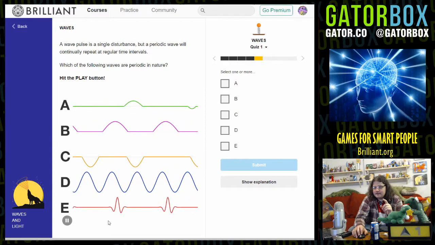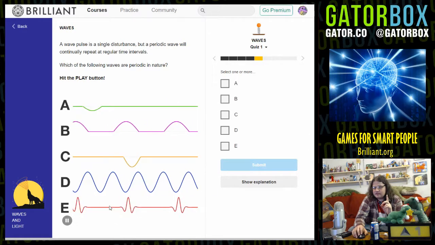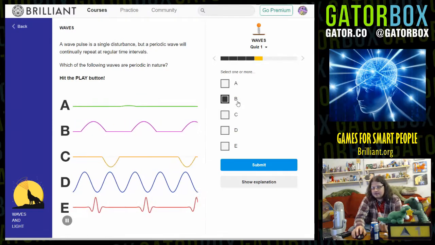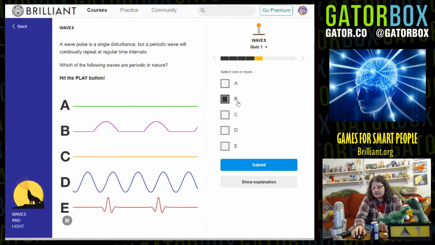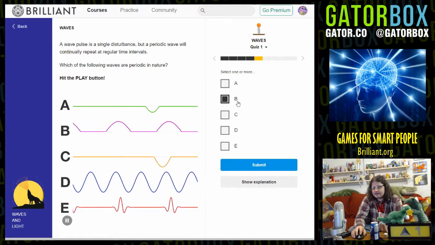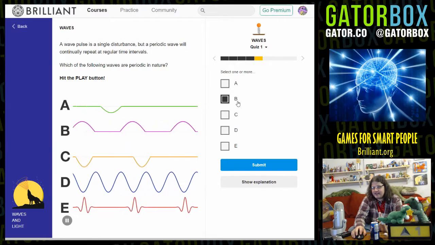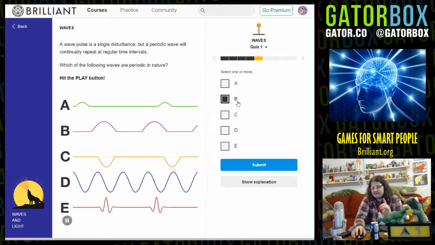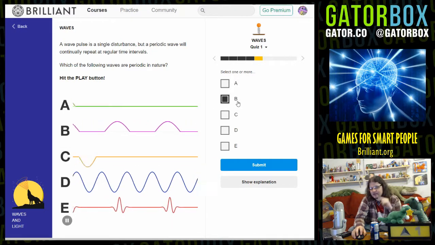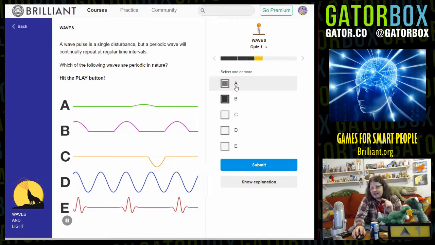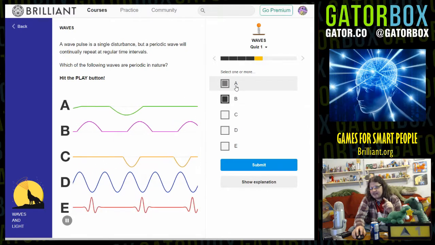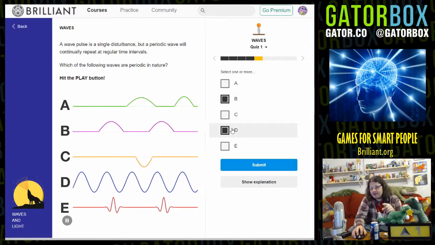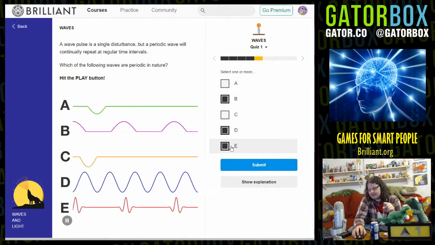Hang on. Okay, B seems to be periodic, so I'm going to mark that one. C is not a regular interval. It's just doing it. A is also not correct because it's at different intensities. D appears to be periodic, and E appears to be periodic.